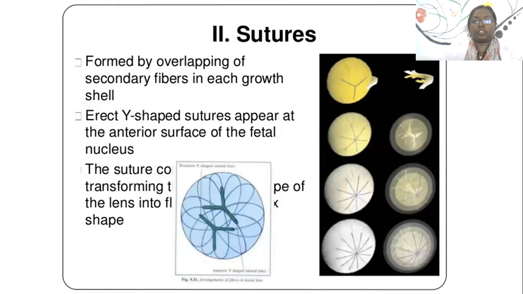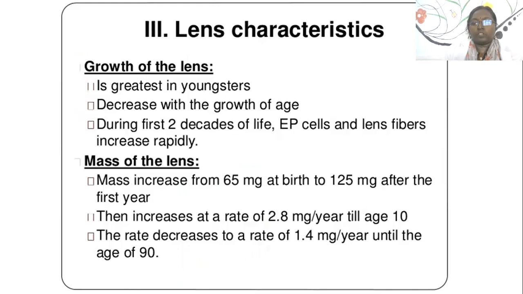So the sutures are formed by overlapping of secondary fibers in each growth cell. Erect Y-shaped sutures appear in the anterior surface of the fetal nucleus. So around this, older fibers get arranged.